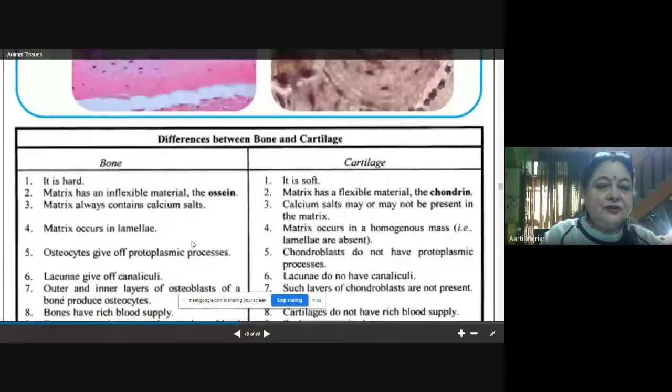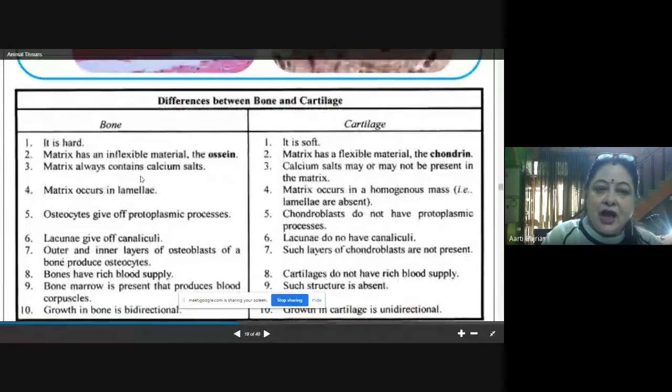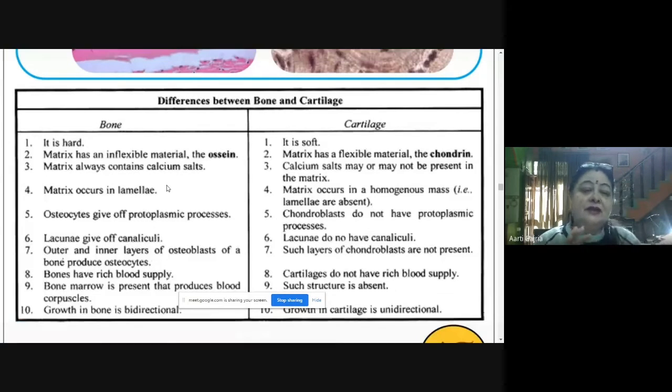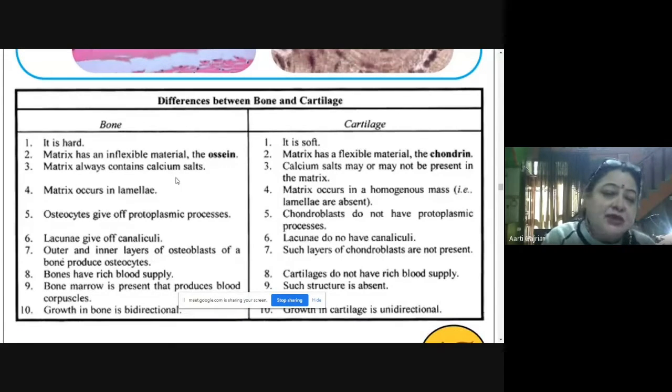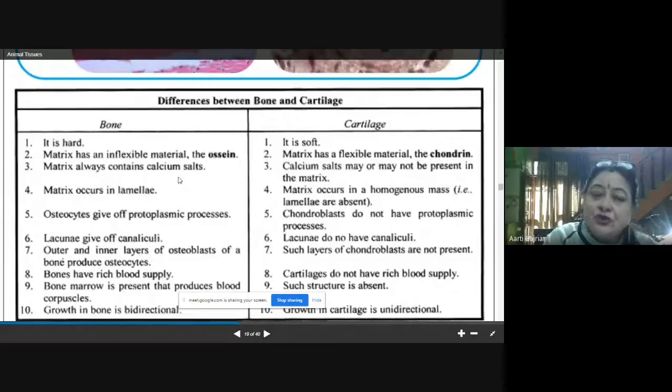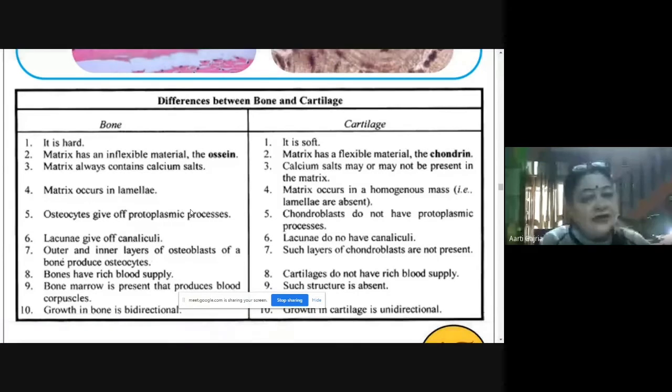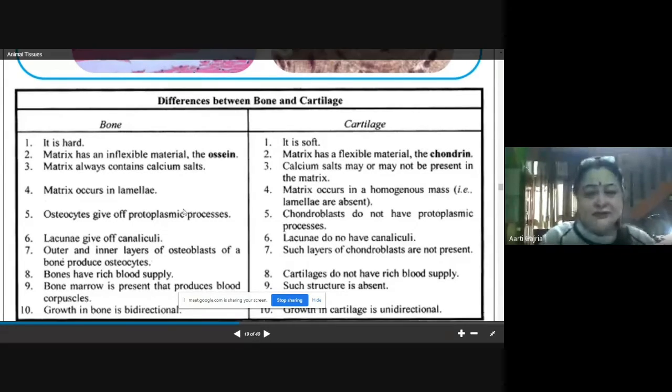Now see the difference between bone and cartilage. Bone is hard, cartilage is soft. In bone, the matrix has an inflexible material, the ossein, whereas in cartilage, the matrix has a flexible material, which is chondrin. Matrix always contains calcium salts. In case of bone, calcium salts are present, but they may or may not be present in the matrix of cartilage. In case of bone, the matrix occurs in lamellae. In case of cartilage, the matrix occurs in a homogeneous mass, whereas the lamellae are absent.